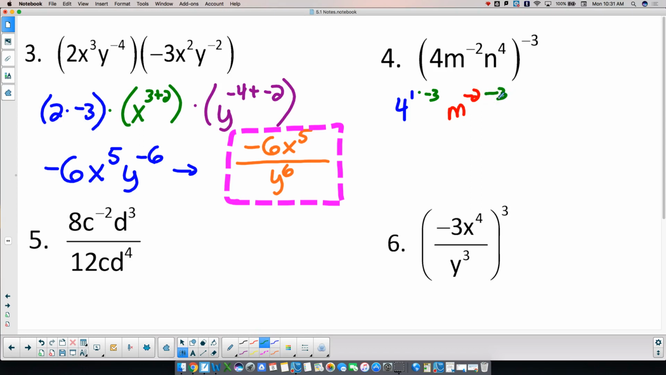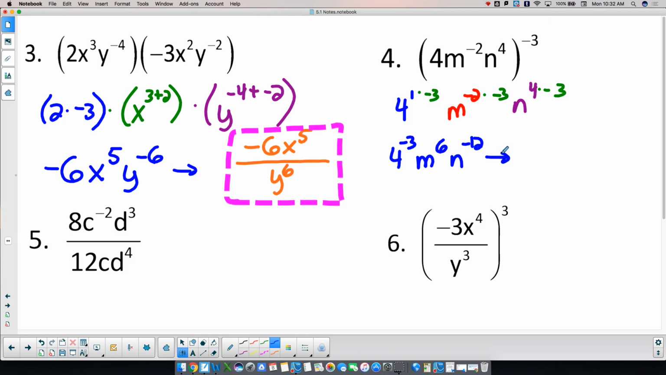Oops, that didn't work out well for me. It just became a big long negative sign. And then it's going to be n to the 4th power times negative 3. Okay. So that gives me 4 to the negative 3 power, m to the positive 6 power, n to the negative 12 power.